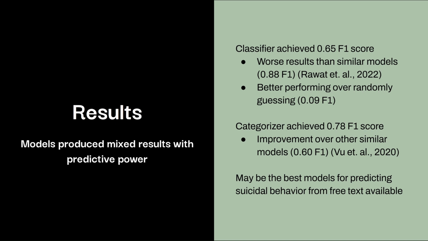The results of these models were mixed. The classifier achieved a 0.65 F1 score. This was worse than similar models in the same task, but better performing than random guessing overall by a large margin. The categorizer achieved a 0.78 F1 score and is a decent improvement over other similar models. Overall, and combined, these models may be the best available for predicting suicidal behavior and their corresponding ICD-10 codes from free text available due to the limited work in predicting ICD-10 codes.